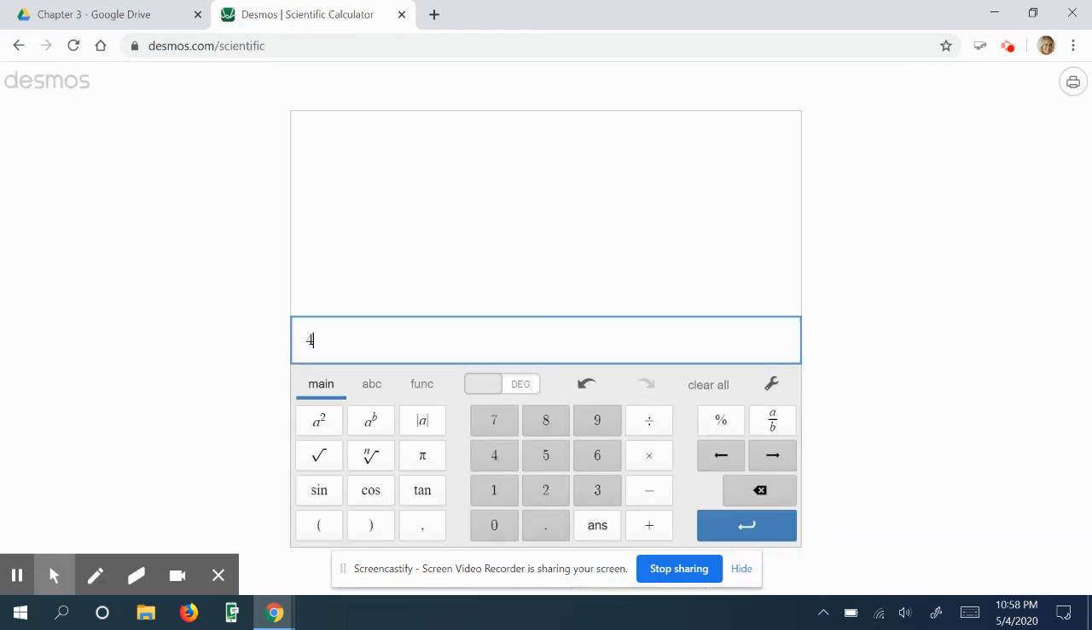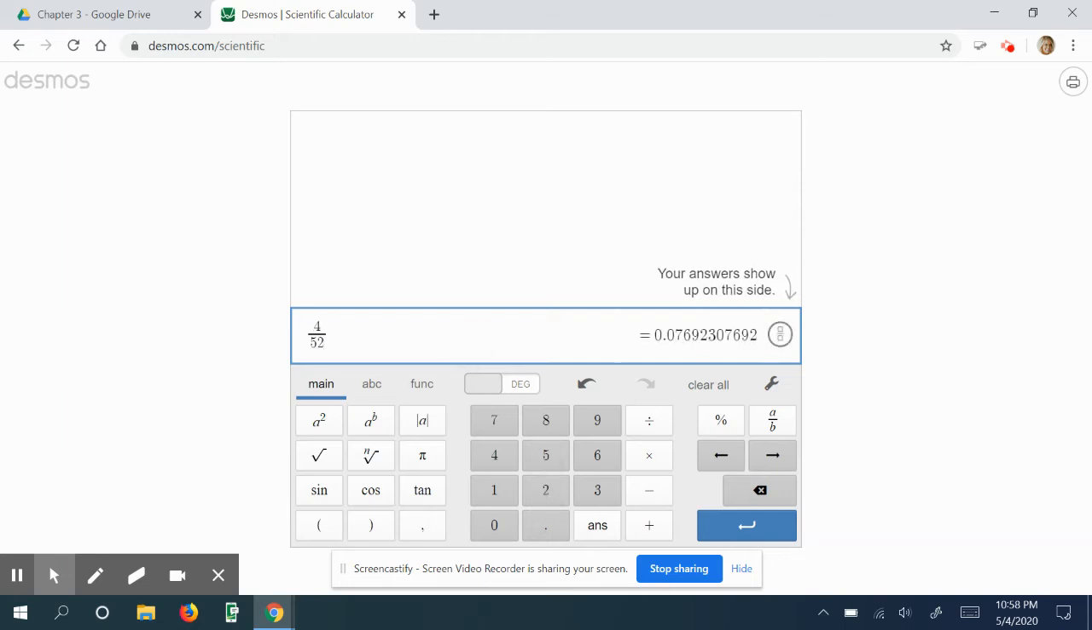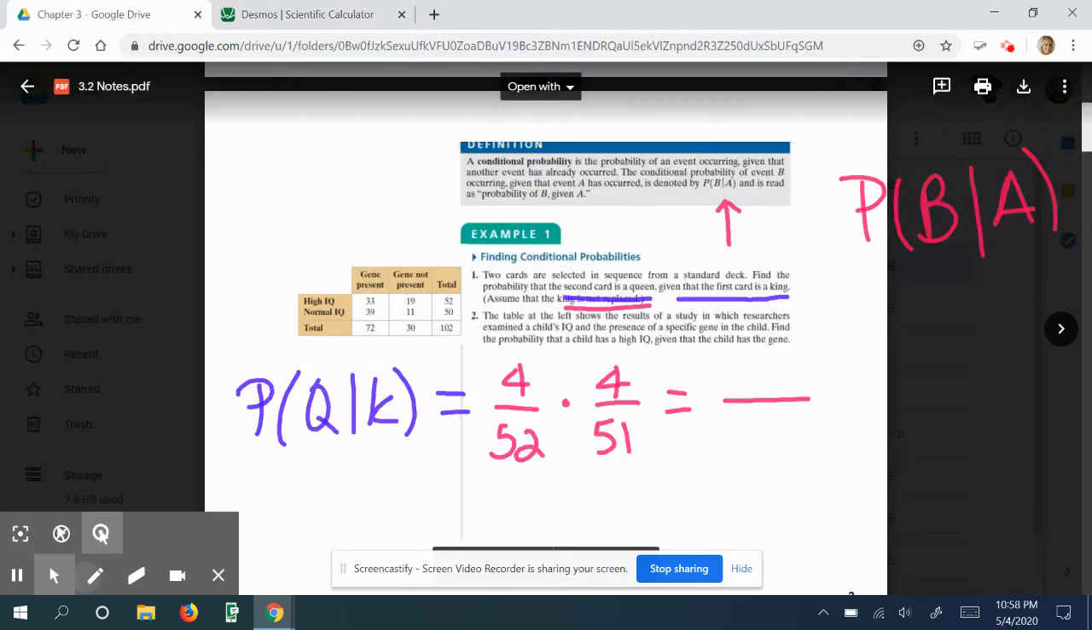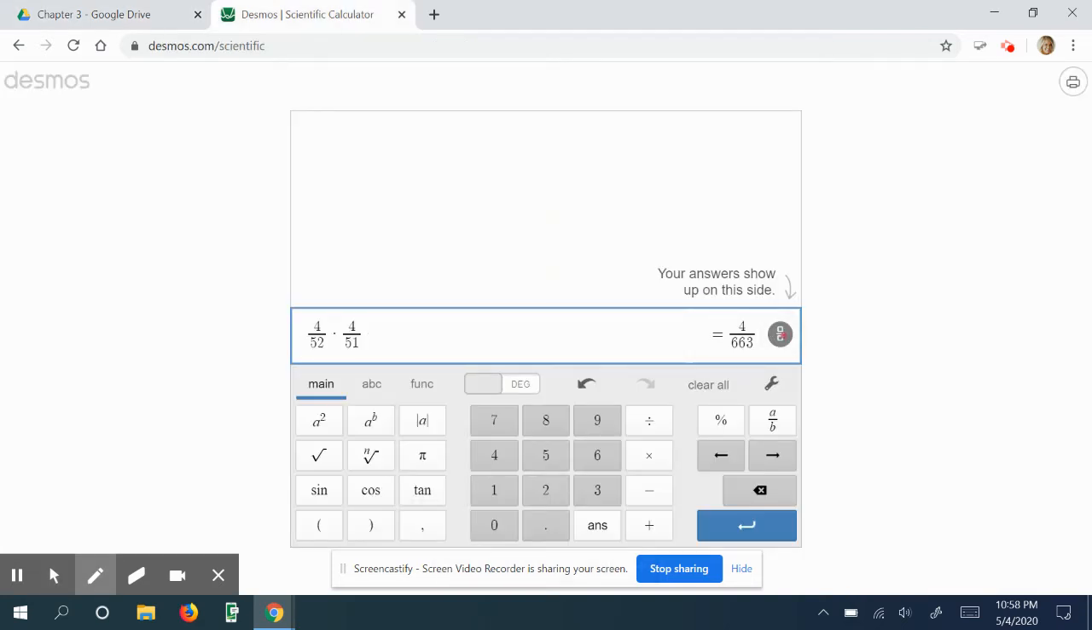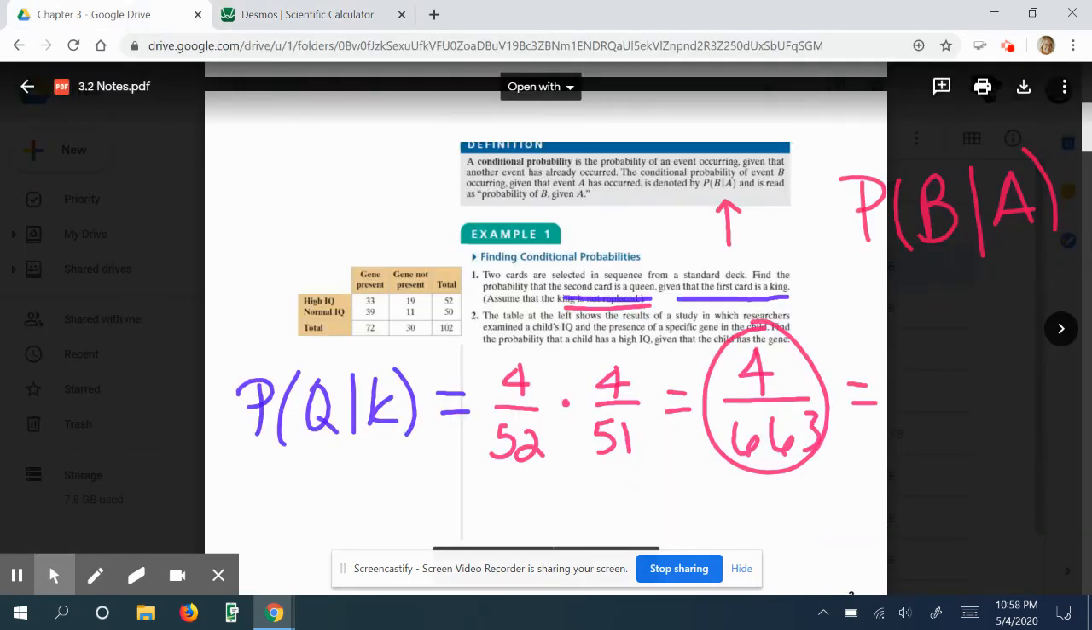All right, so 4 out of 52 times 4 out of 51, and we can write it as a fraction is 4 out of 663, right? Okay, we could also write it as a decimal, which is 0.006. So not a very good probability, about 0.6% if you write it as a percentage. Okay, let's look at another one.